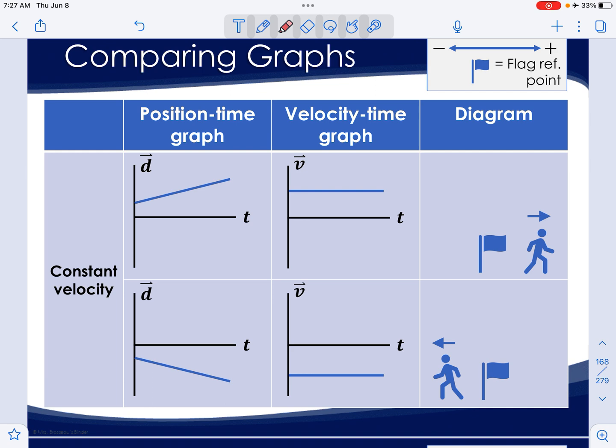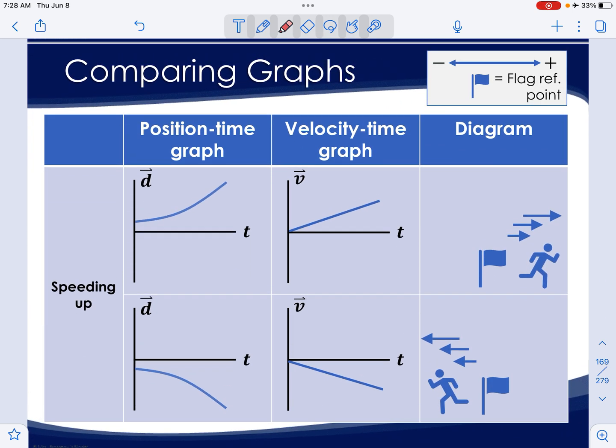Now we have somebody who starts away from the reference point. This is their starting point, but they're moving. You can see from this line that they're moving at a constant rate, which means a constant velocity. And you can see that it started not at 0, it started off the axis. Here we have the same thing, but going in the negative direction, the opposite direction, so the velocity would be on the negative side.